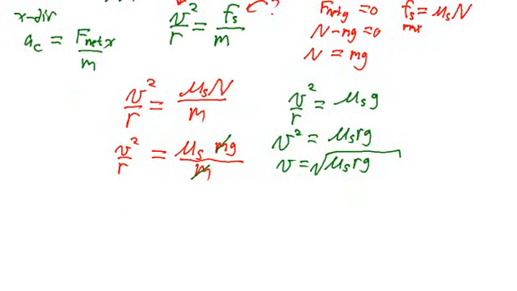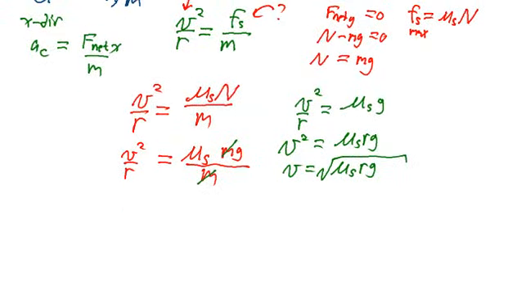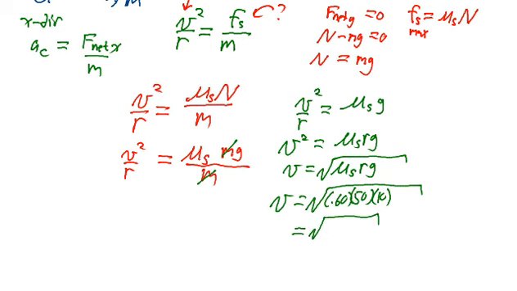Alright, so if I move my paper up a little bit, we can actually figure this out numerically. So it would be the square root of 0.6, which was the coefficient of friction that was given, times the radius of the curve that was 50 meters, multiplied by g, approximately equal to 10. So we have 50 times 10, which is 500, times 0.6, which gives us 300. So we have the square root of 300. The square root of 300 gives me 17.3.